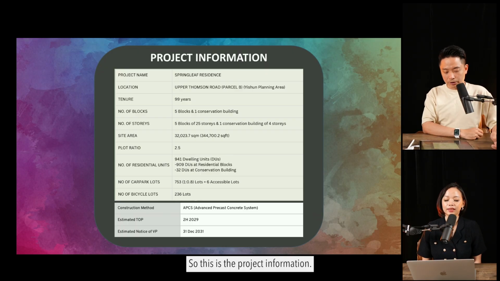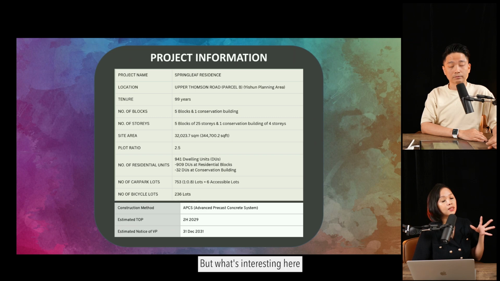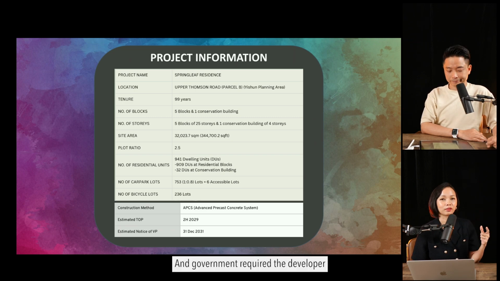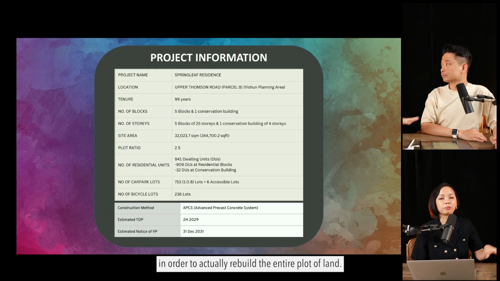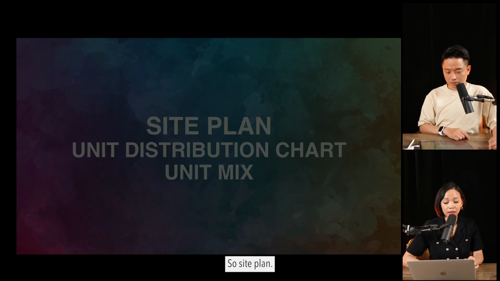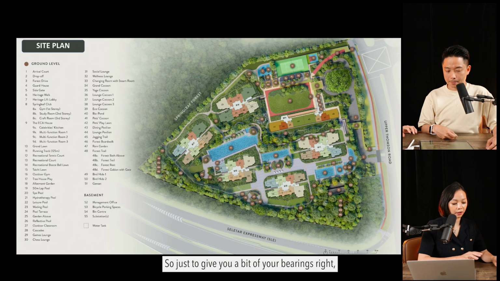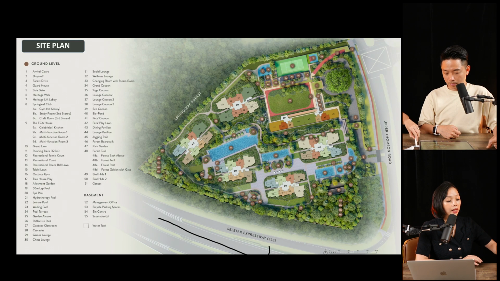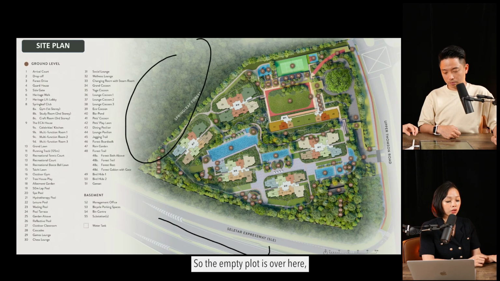So this is the project information. There are about 940 over units across a few blocks. But what's interesting here is that there is one conserved building, which used to be a school, and the government required the developer to make sure it's conserved in order to rebuild the entire plot of land. This is the site plan that we are seeing. Just to give you a bit of your bearings, over here will be your highway facing units, and this part over here will be your forest. The empty plot is over here, somewhere here.